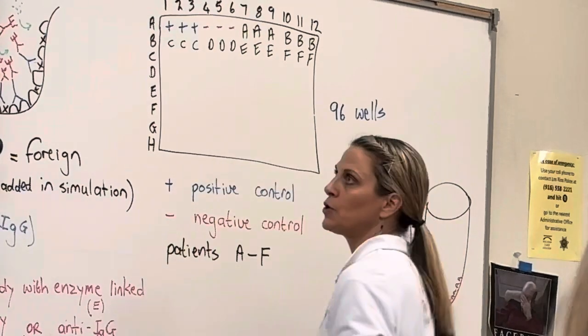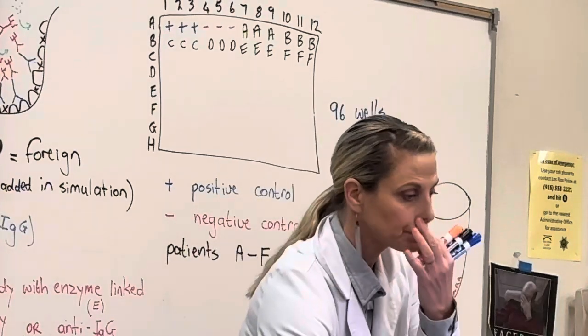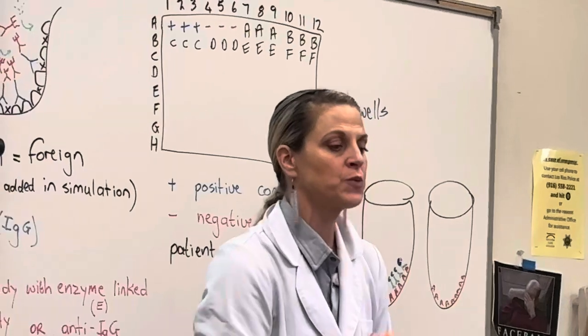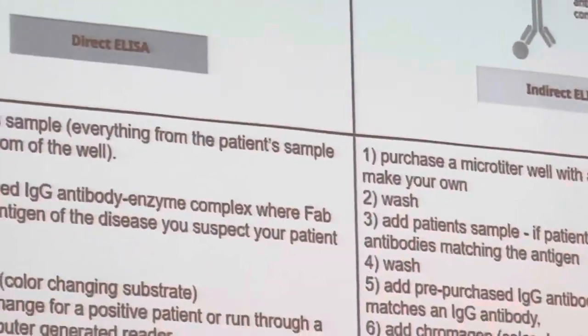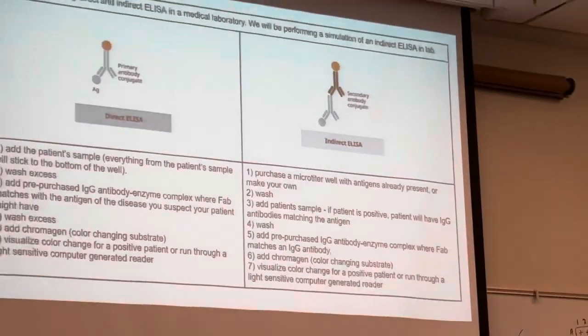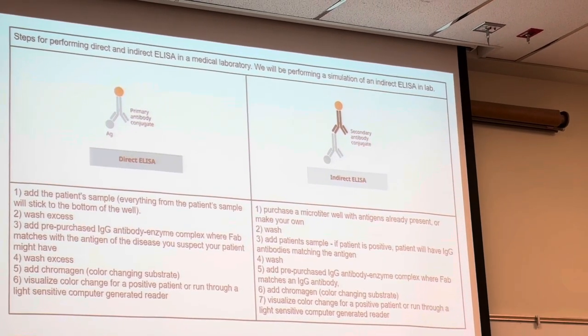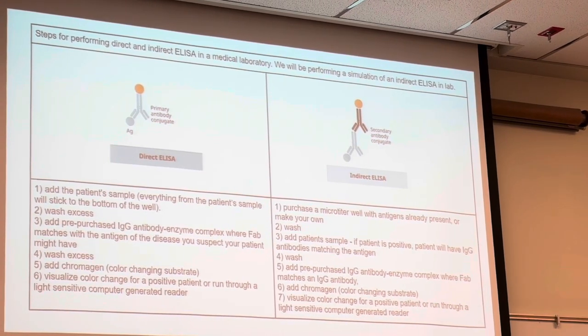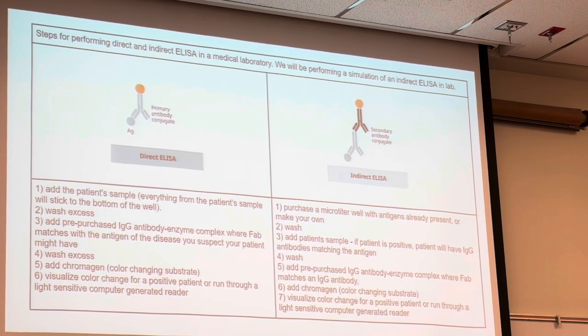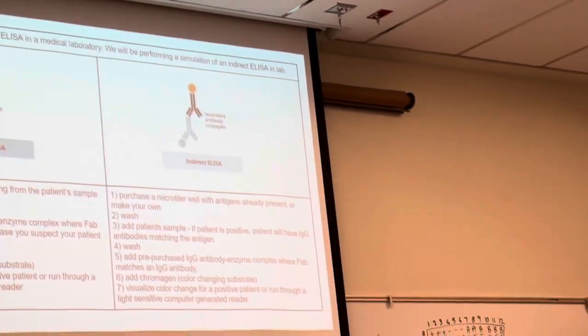Okay, so let's go back to an indirect. In an indirect, what we're doing is we're buying the microtiter plate, so we're buying all the wells that already have the antigen in them. So the antigen is already present. I really wish I could draw this somewhere else, but I'll just start right here. Hopefully you guys can see okay. So here's a store-bought antigen.